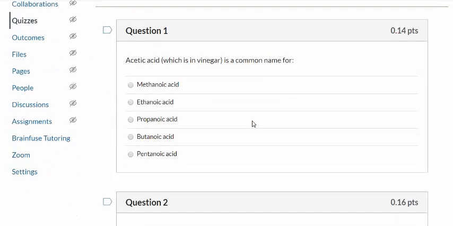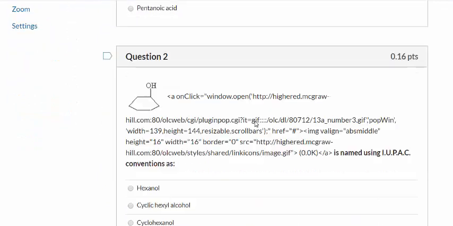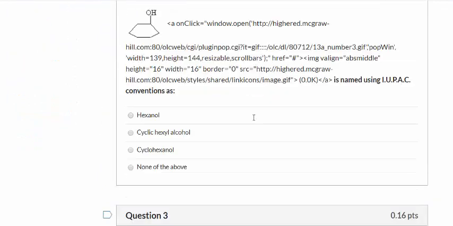Number one, you guys should know this. You can Google that one if you don't know it. Number two, I'm seeing a ring here. That means we have to put a cyclo in front of the name. And there's only one of those. I guess I told you the answer there. Oh well. And also there's 6 carbons. These 6 places where lines meet. The prefix for 6 carbons is hex. So you'd also expect a hex in the name.